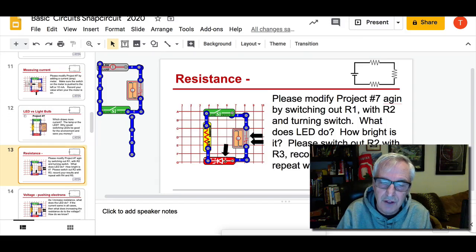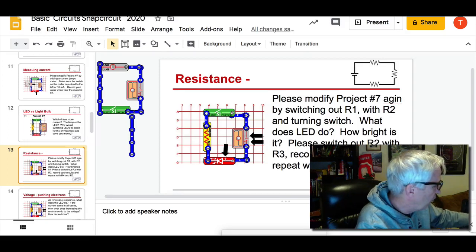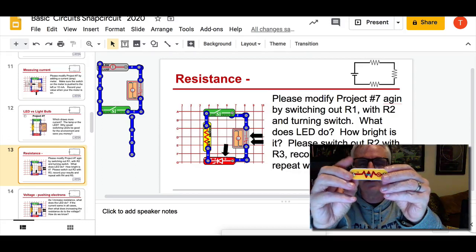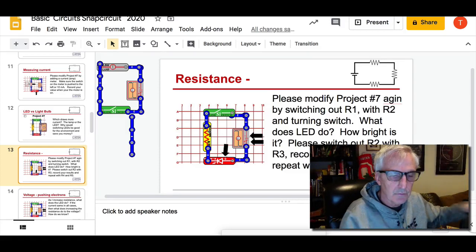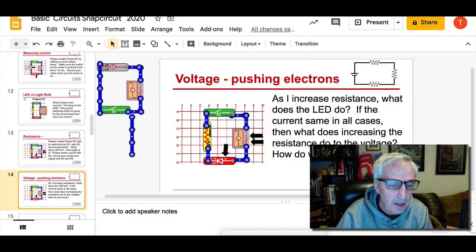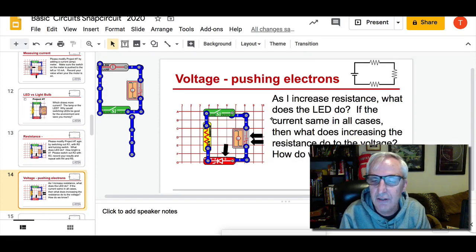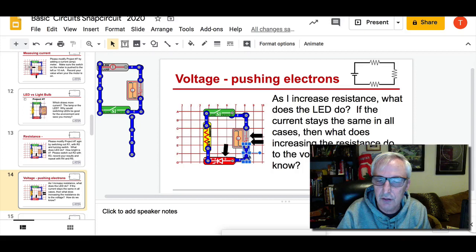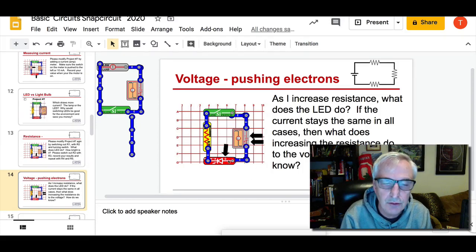An indicator of our voltage is going to be that bright LED. What I want you to do is, try it with R1, see what the LED does. Then R2, then R3, R4, R5. On your list of these, there's one that says R1, R2, R3, R4, R5. That's what we've got. As I increase resistance, what does the LED do? If the current stays the same in all cases, then what does increasing resistance do to the voltage? How do we know? What's your indicator? So that's what we'll go to today.